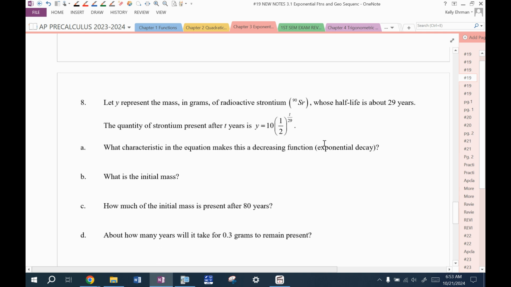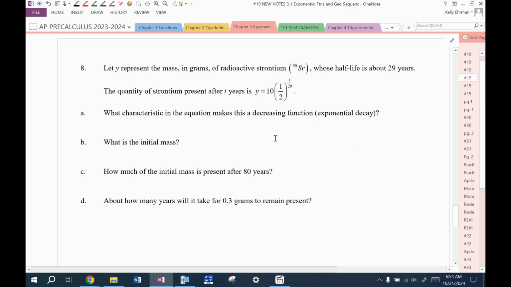All right, and then here's another example of, this is not an interest rate, so you're given this formula here, but this says let Y represent the mass in grams of radioactive strontium, whose half-life is about 29 years. The quantity of strontium present after T years is given by this. So see what they've done here? This is kind of good to know, just you can sort of build the formula here.